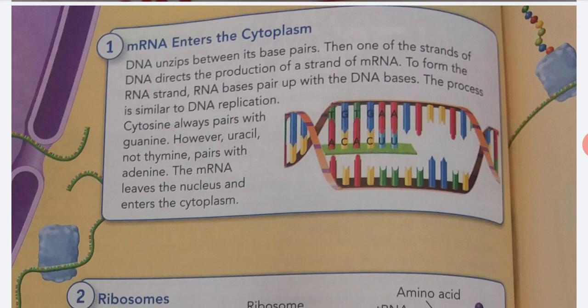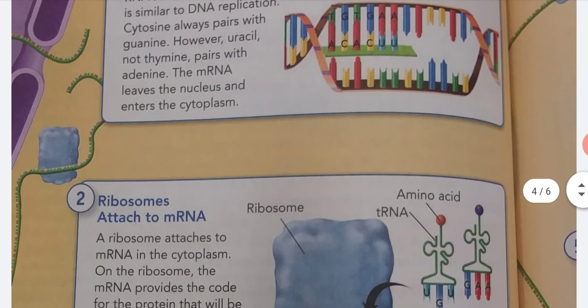Cytosine always pairs with guanine. However, uracil, not thymine, pairs with adenine. The mRNA leaves the nucleus and enters the cytoplasm.